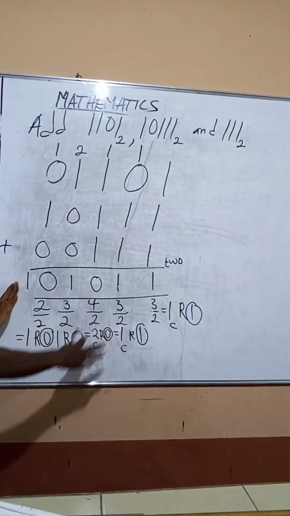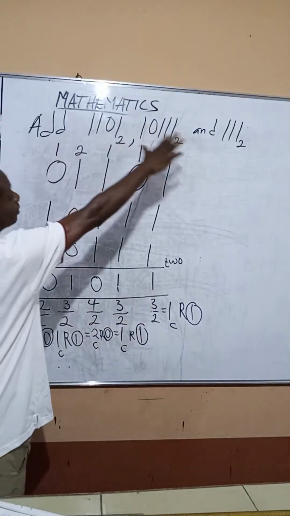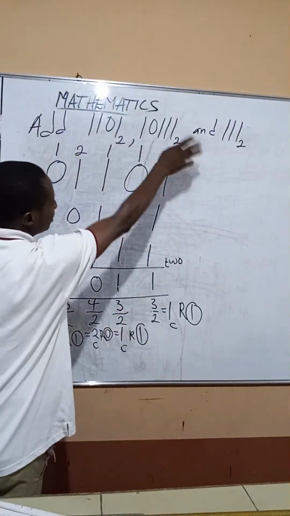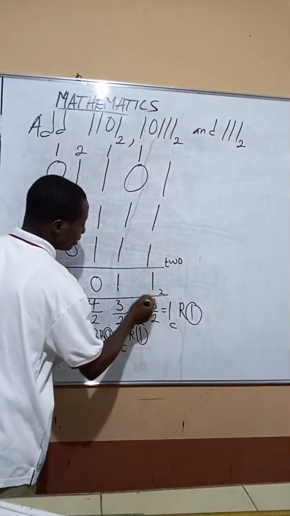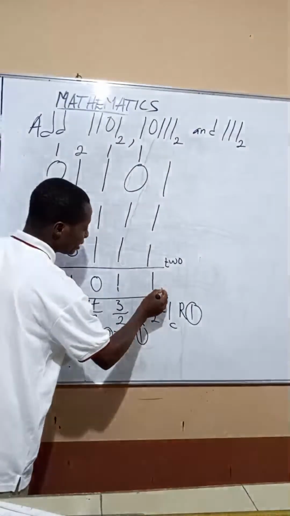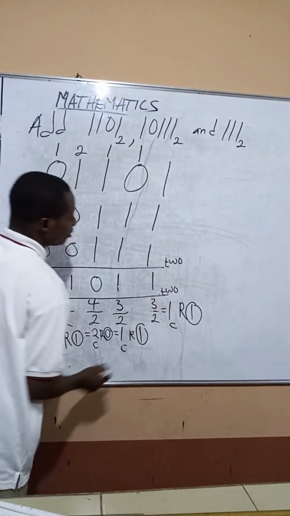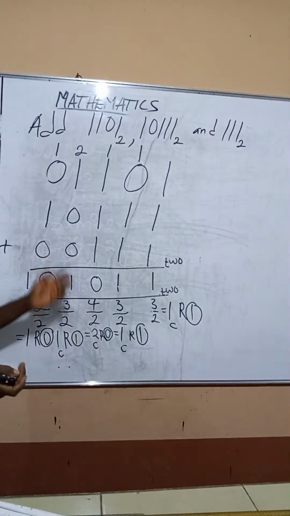That is how to solve this. And the solution is that when you add these three binary numbers, you are going to get this in base 2. Please, this is in base 2. Let me write it in words. This is exactly what it is. I hope it is well taken and well understood.